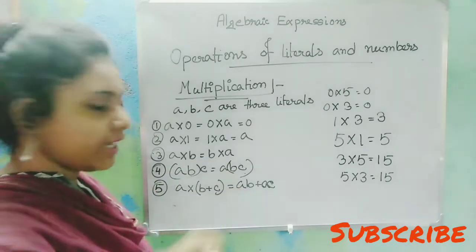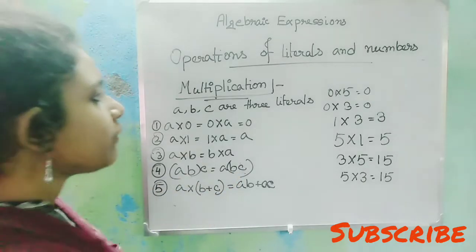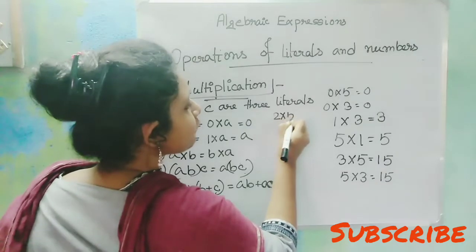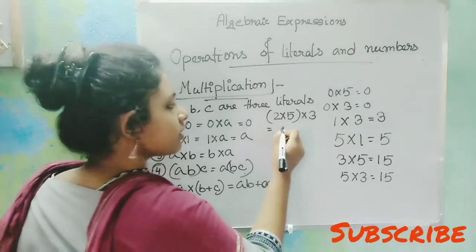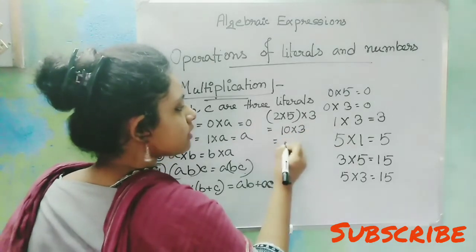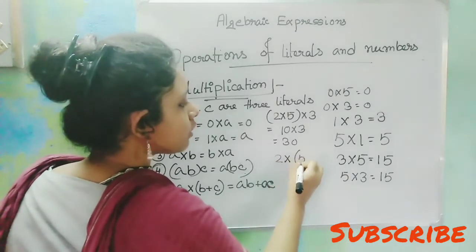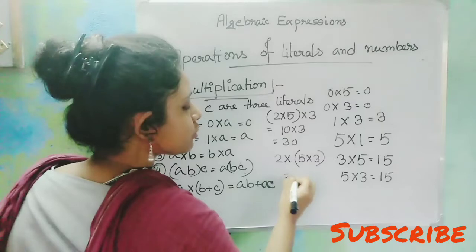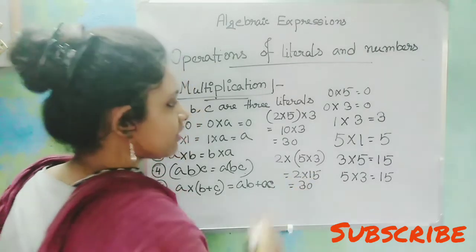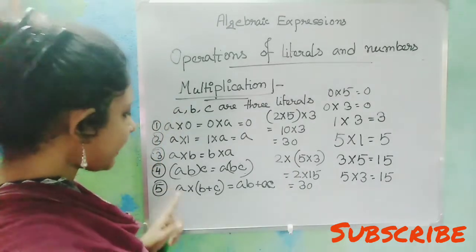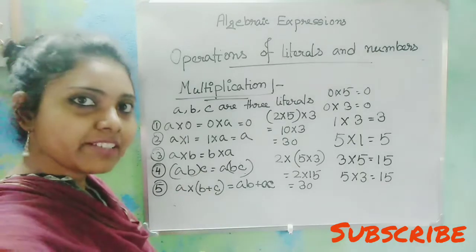In the bracket, here b into c, and here in the bracket a into b. So, see, in arithmetic, if we write 2 into 5 into 3 equal to 2 into 5 means 10, 10 into 3 means 30. Again, if we write 2 into 5 into 3, so here 2 into 15, and 2 into 15 means 30. These values are same. So here we can write AB into C equal to A into BC.